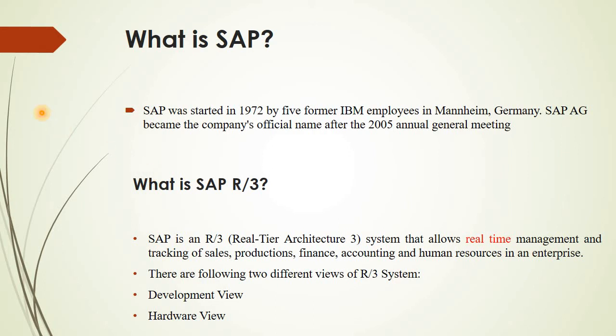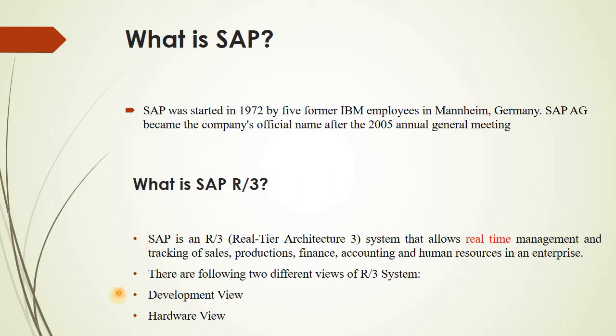Hi. Now today we learn about the basics of SAP. What is SAP? What is SAP R3 architecture? So what is SAP? SAP is an ERP tool which was implemented first time in 1972 by 5 IBM employees. Names are mentioned here. So what is SAP R3 architecture?